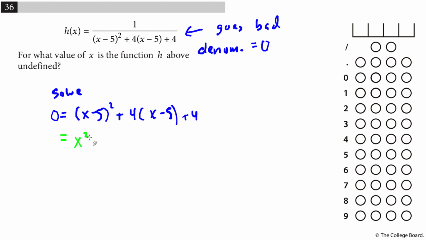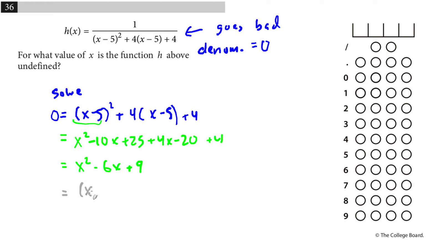So I would have x squared minus 10x plus 25 from this. I would have, by distributing the 4, 4x minus 20, and then I have this plus 4. I'll bring everything together, so I have x squared, I have minus 6x, I have plus 25 minus 20 plus 4, which is going to end up giving me a plus 9. And when I factor this, I actually get x minus 3 times x minus 3, or x minus 3 squared.